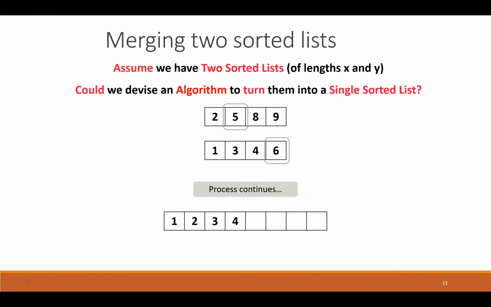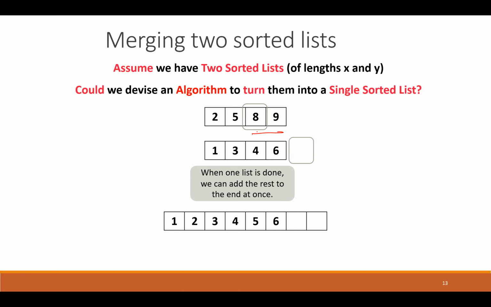5 and 6 are compared. 5 is less than 6, so I put 5 here. 6 is less than 8, so I'm going to copy 6 down next. At this point, I run off the end of this list. I still have 8 and 9 over here, so at this point I can just copy them both down. Those, I know, are in sorted order, and everything else is less than them, so they can safely go at the end. So quite a simple algorithm, but it does the job we're looking for.